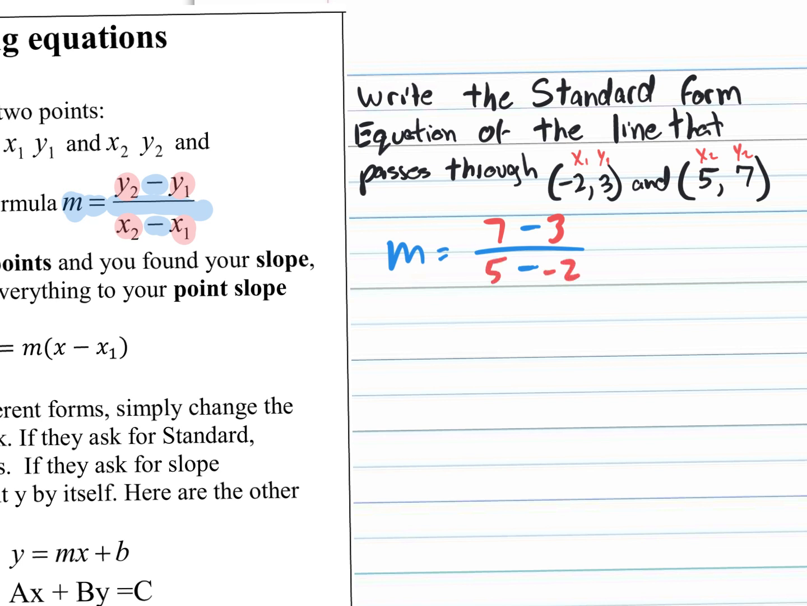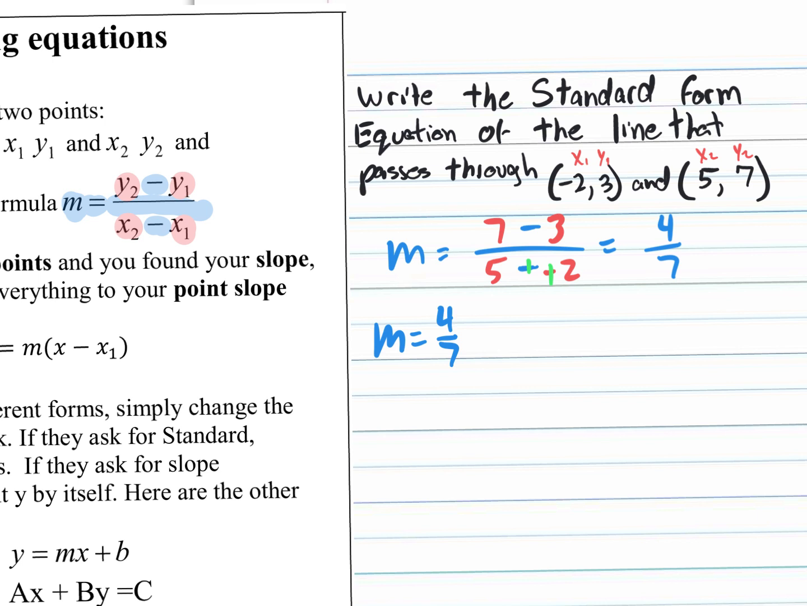With the minus minus, you have to change to plus plus, and we will soon see that our slope, 7 take away 3 is 4, 5 plus 2 is 7. Our slope is 4/7. Okay, we found the slope. It's 4/7. There you go. Now, what does this mean?